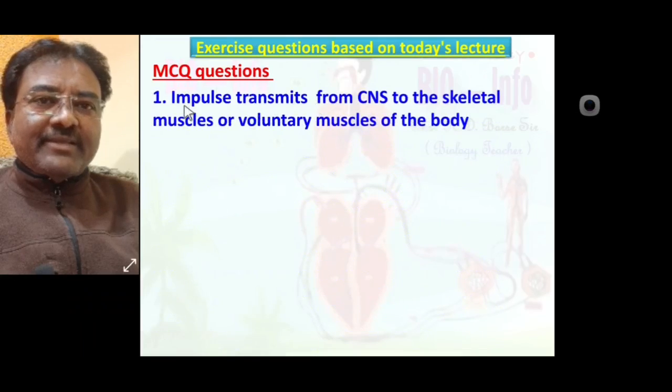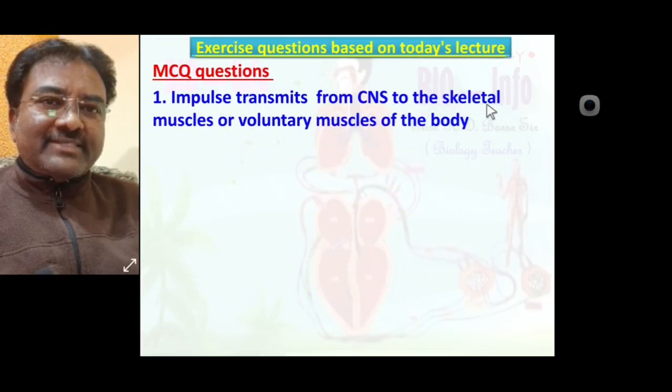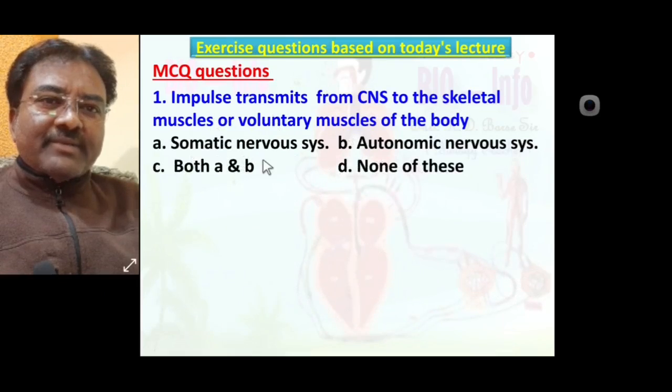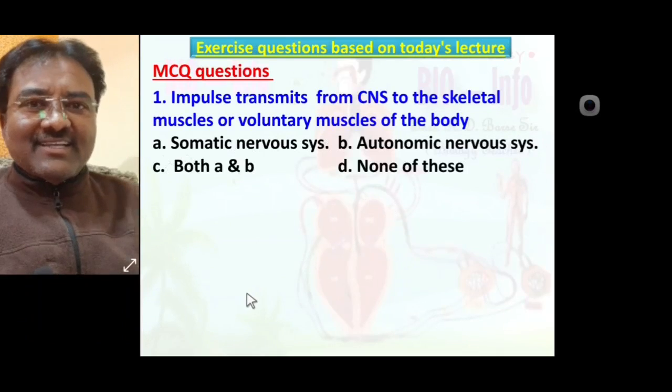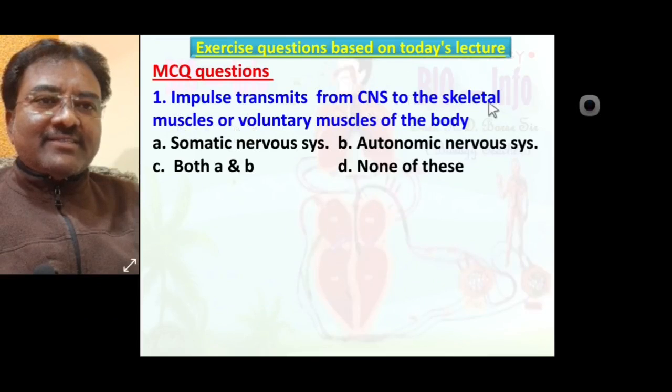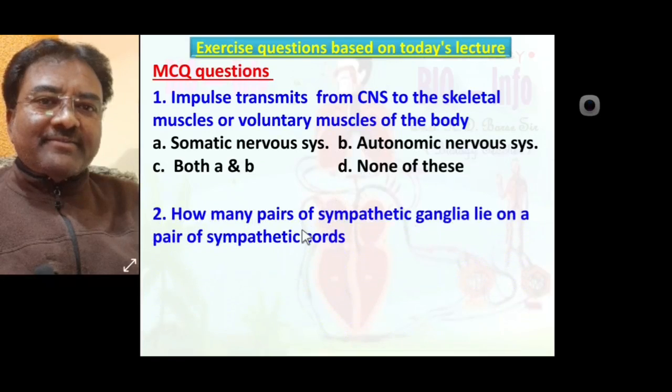MCQ question number 1. Impulse transmit from CNS to skeletal muscles or voluntary muscles of the body: somatic nervous system, autonomic nervous system, both A and B, none of this? Yes. The correct answer is somatic nervous system. Impulse transmits from CNS to skeletal muscles or voluntary muscles of the body.